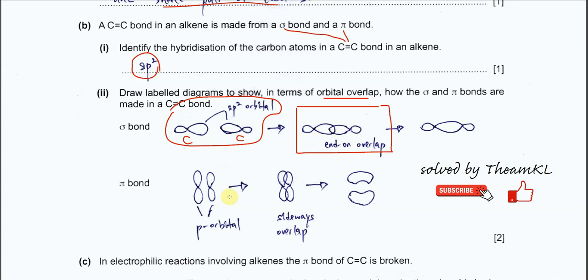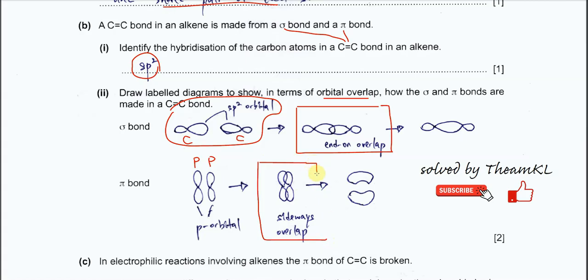So how to form the pi bond? The pi bond is because of these p orbitals, the unhybridized p orbitals. So let's say this is the p orbital from one carbon, and this is another p orbital from the other carbon. So these two p orbitals will undergo sideways overlap, side by side. So this is the overlap that happens, this part and this part. So what you need to draw is this one, sideways overlap. So how is the overlap?